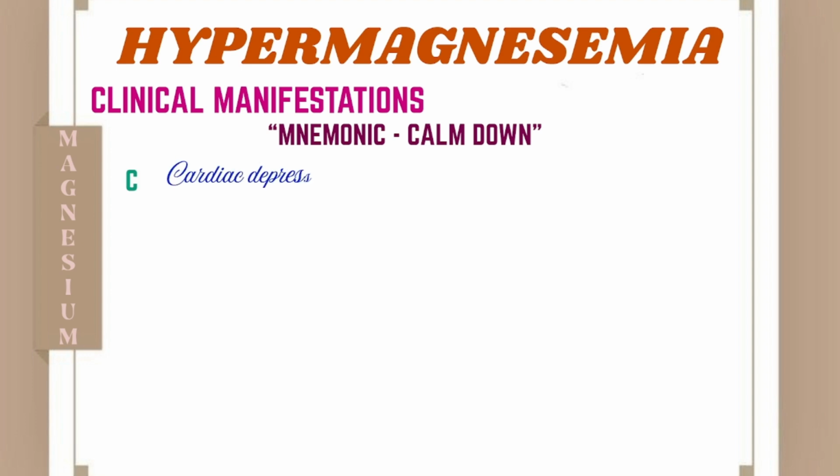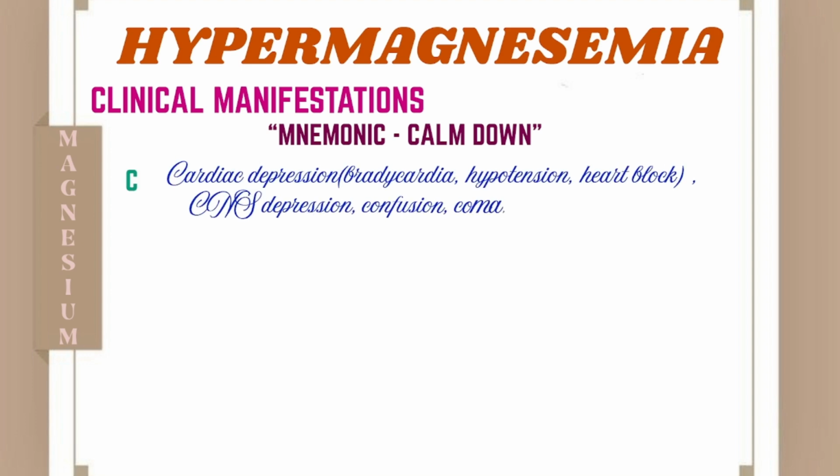So C stands for cardiac depression, bradycardia, hypotension, heart block, CNS depression, confusion, coma, changes in ECG. As high magnesium acts as a depressant, it will slow the heart rate, will lower BP, hypotension, heart block, confusion, coma. All these manifestations may occur due to hypermagnesemia.